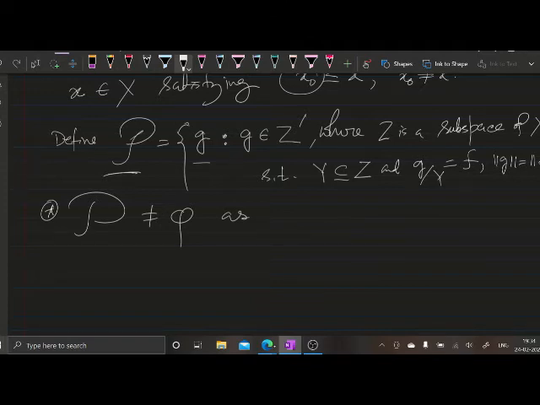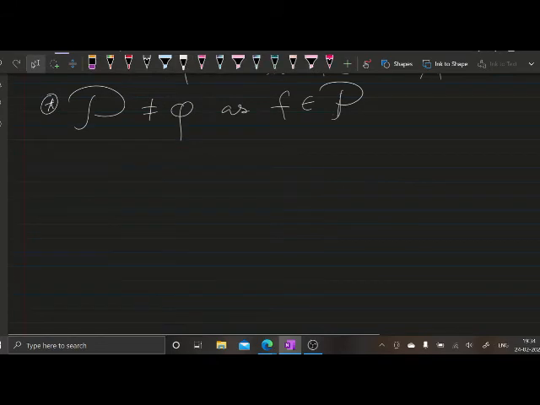Because F itself is already there to exist. F itself is in this one. Okay, so curly P is a non-empty set.